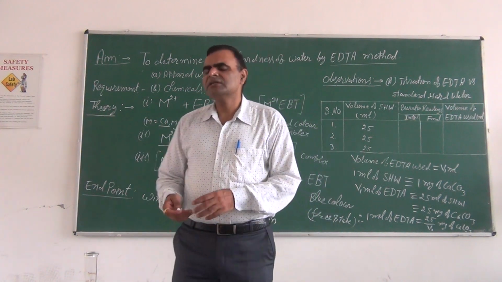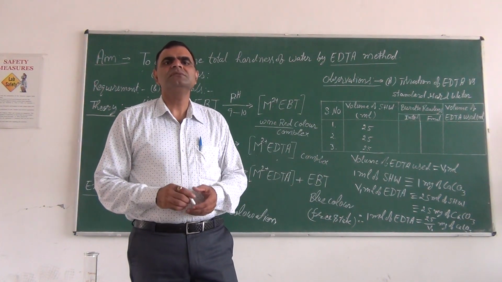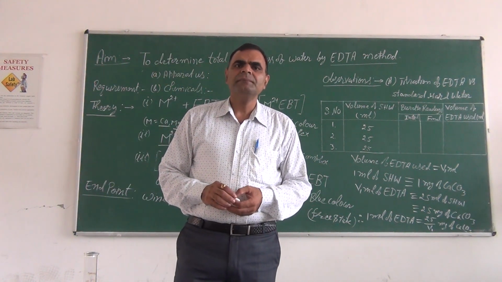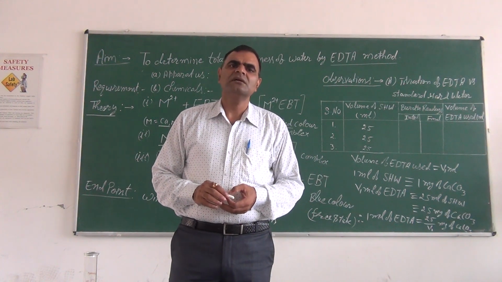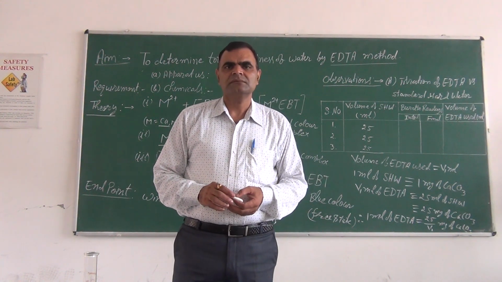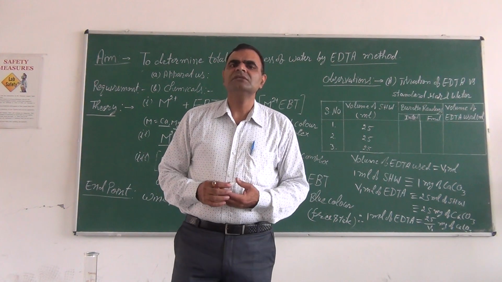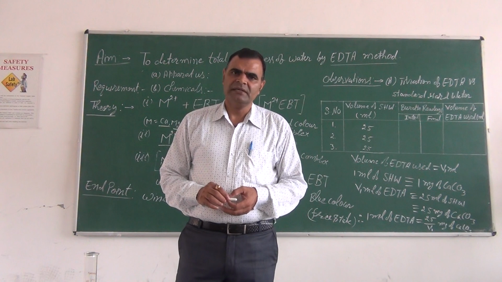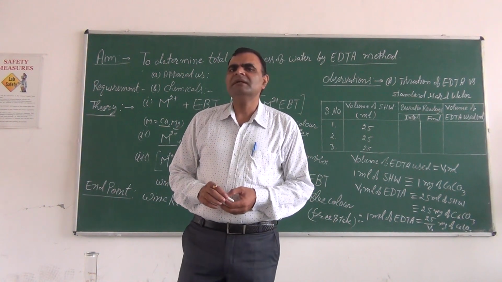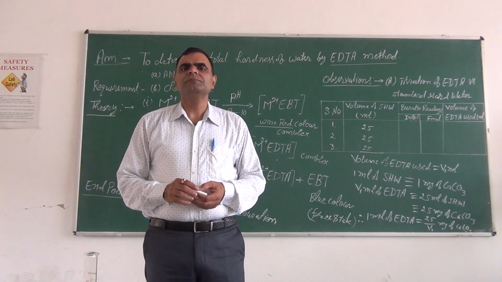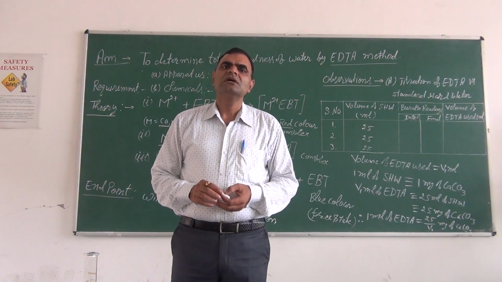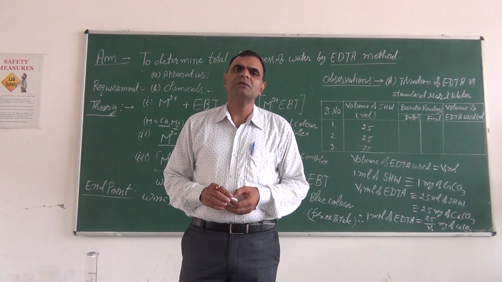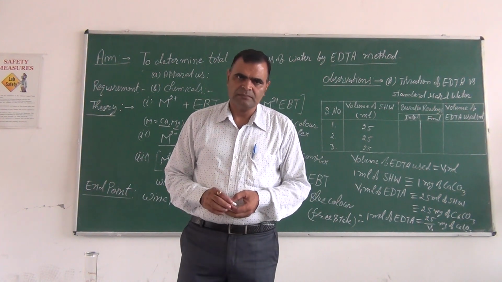Hardness of water is of two types. One is temporary hardness, another is permanent hardness. Temporary hardness can be removed easily by boiling the water, and it is due to the presence of bicarbonates of calcium and magnesium. While permanent hardness cannot be removed simply by boiling of water, since the hardness is present due to the chlorides and sulfates of calcium and magnesium.